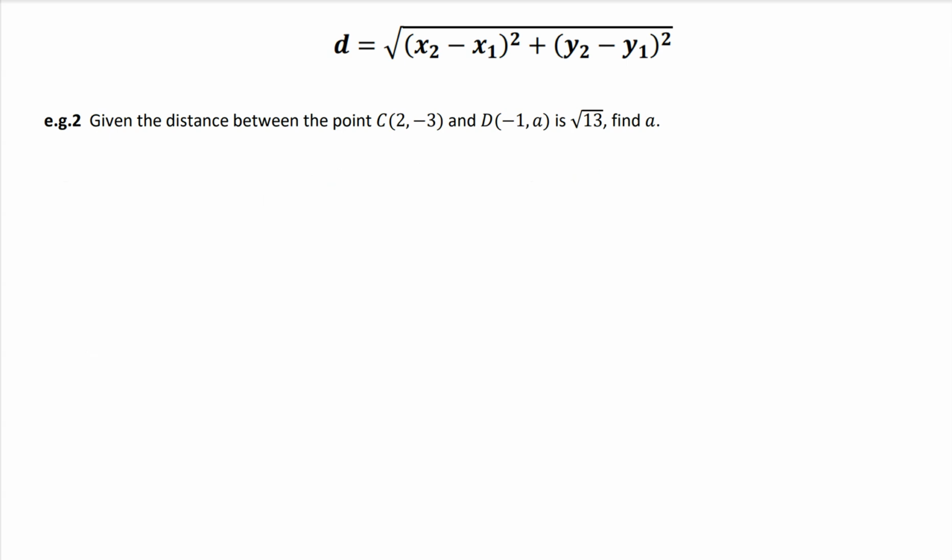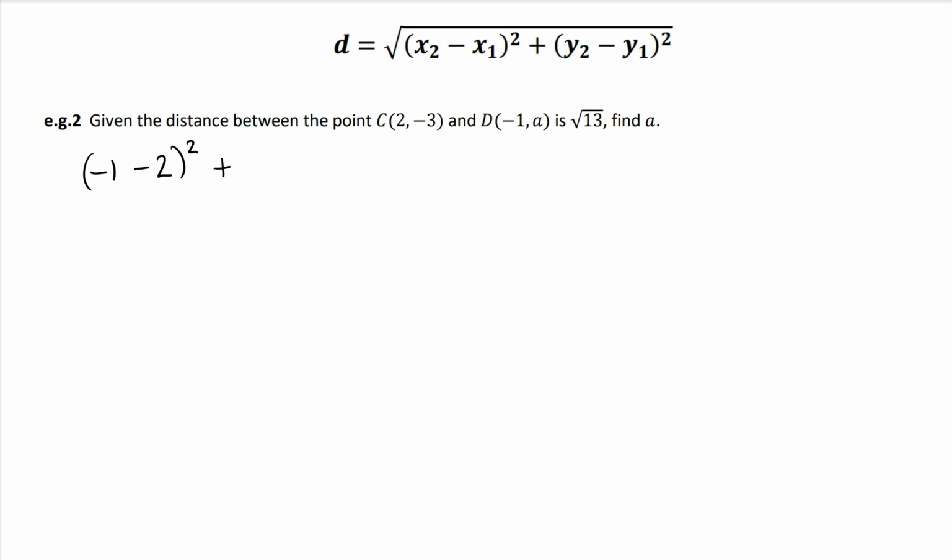The next example is a little bit different because I actually get told the length here, but I don't know what the second y coordinate is. So I'm going to go ahead and plug everything I know into the formula. So I can work out the difference between the two x coordinates. So it's just minus 1 minus the 2, x2 minus x1, and then I square that.